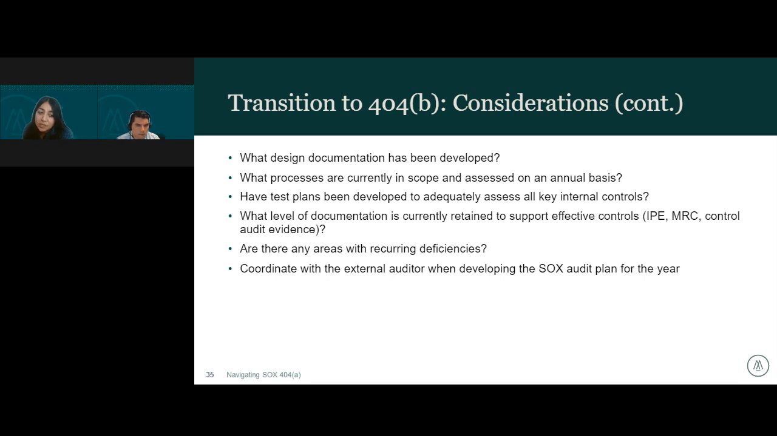and scrubbing those. Have test plans been developed? Again, what level of documentation do you currently have? That really needs to be extended as you get closer to 404B. If there are any areas with recurring deficiencies, try to mitigate those before you get to that 404B status, and really take into consideration in this area any segregation of duties conflicts that you might have. We really recommend doing an SOD analysis before you get to that 404B status and giving yourself enough time to mitigate those as well. And then overall, coordinate with the external auditor before you get to that 404B status.